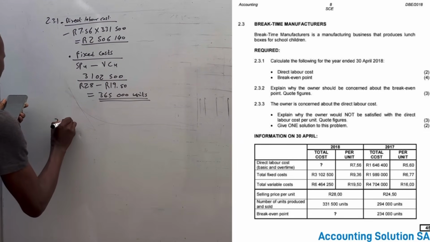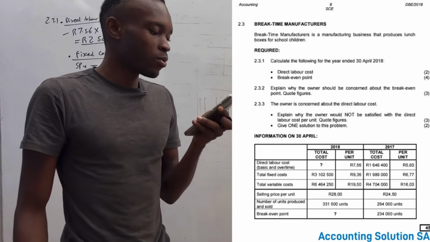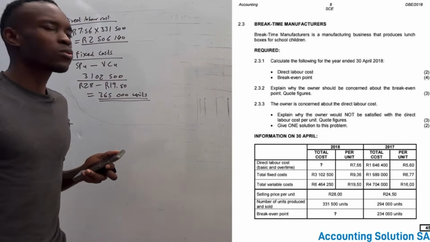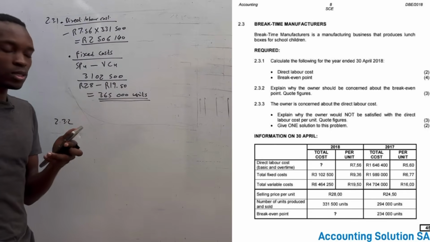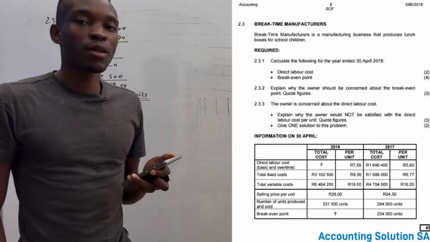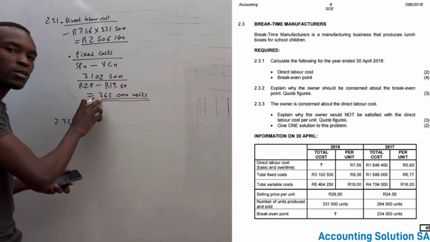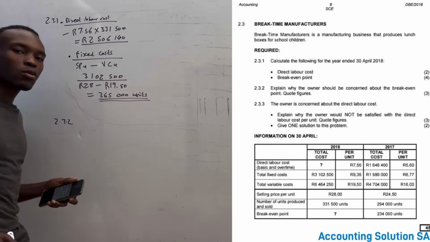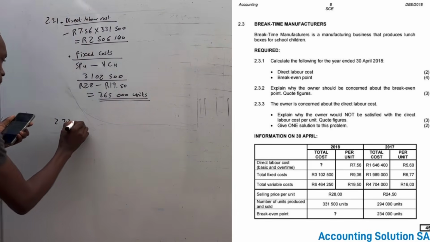Okay, 2.3.2. Explain why the owner should be concerned about the break-even point and quote the figures. Why the owner should worry about this break-even point of 365,000 units. Let's check how many units were sold. Remember, this is the point where there is no profit, no loss. The business must produce more than this in order to do what? To make a profit.